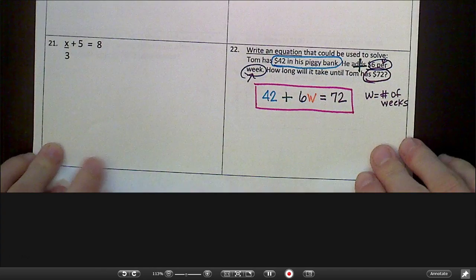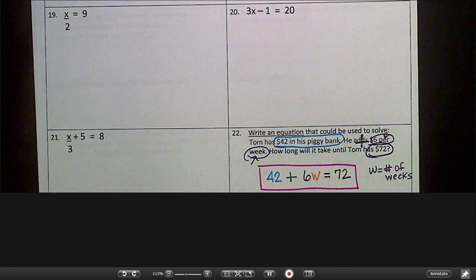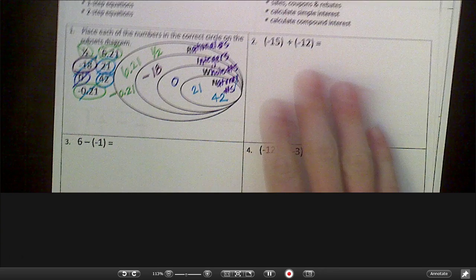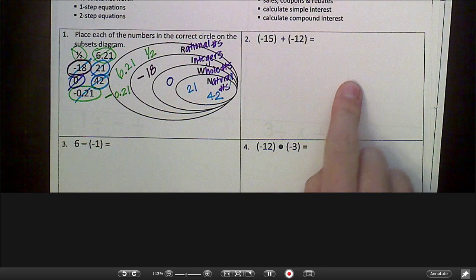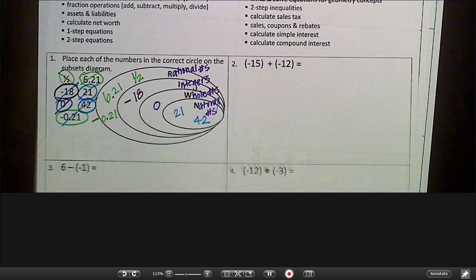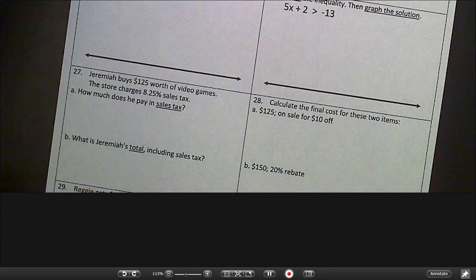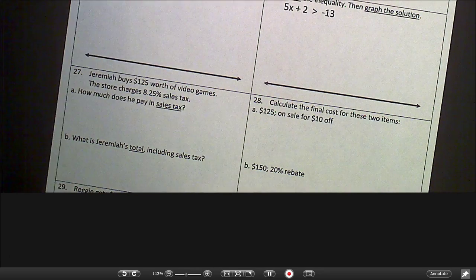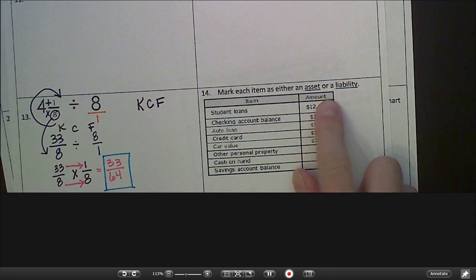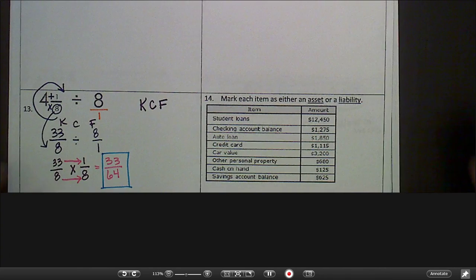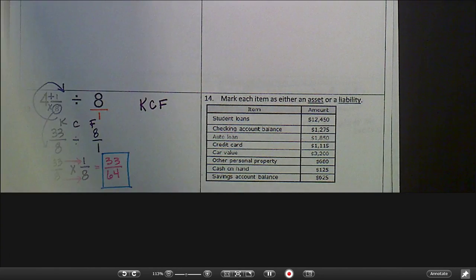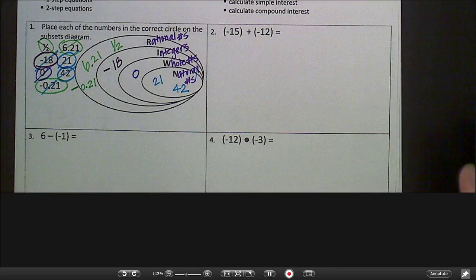So what I want you to make sure of is that you do each of these correctly and very neatly. I want you to use the boxes. Now, let's say that you got to number 14 and you have no idea what an asset or liability is, which I really know that you guys should know. But let's say that you don't. Let's say you get to number 14 and you're totally confused.